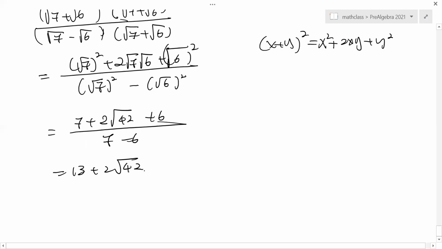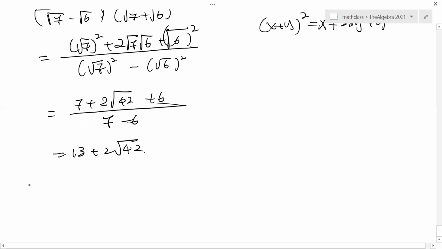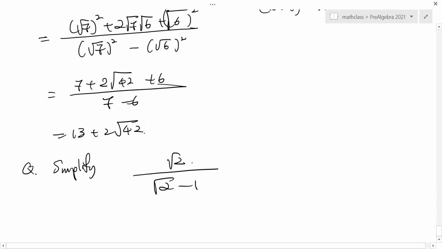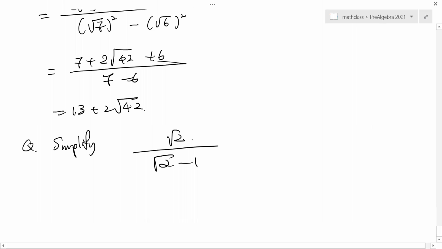All right. So now I want to work out this one. Simplify, with square root of 2 here, and I put a square root of 2. Simplify this so that there's no radical in the denominator.